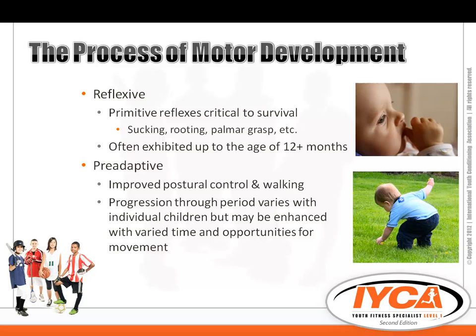Okay. From there we go to our pre-adaptive phase. Here we're going to see improved postural control. In particular, babies have big heads, and it's critical for them to develop the necessary extensor strength in the neck in order to be able to lift their head, and then from there they have to learn to balance that thing on a relatively unstable base, and that's their body. So through the pre-adaptive phase they will develop postural control and basically begin crawling and ambulating eventually.